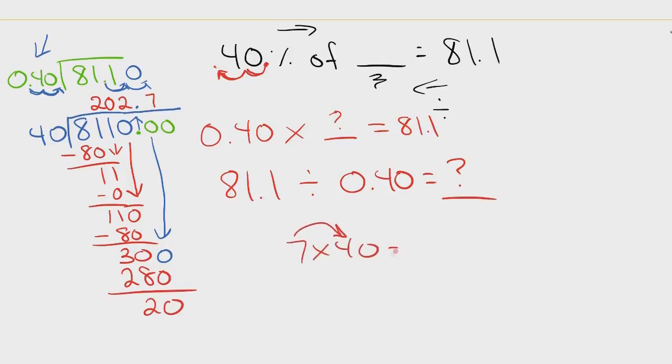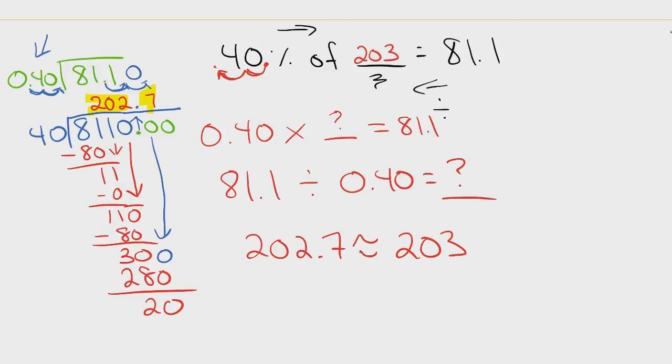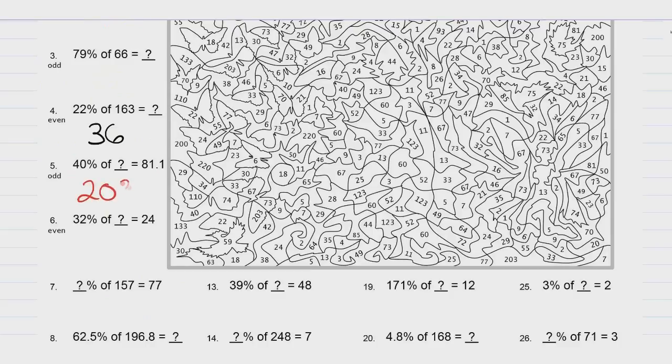Really quick, 7 times 4, which is 28, and then I just take this 0 and add it back. When you multiply numbers that end in a 0, don't worry about the zeros until you're done. Let me erase this. I can stop here, because this is a 7 right here, and I know that I'm going to have to round up because a 7 is greater than 5. 202.7 is approximately 203. The answer here is 203. So 40% of 203 equals 81.1. And I come over here and I put 203.